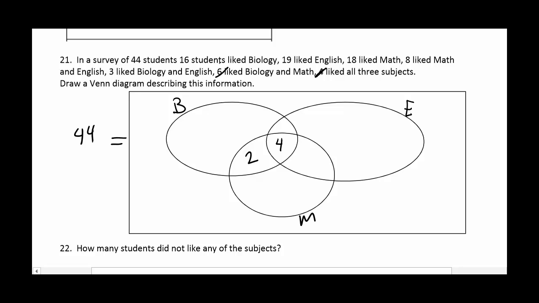Well, Mr. Slay is going to claim typo on that. Let me show you what the problem is. So 3 like biology and English. So that part right there, that piece, there's got to be more students. It's got to be bigger than 4 is what I'm saying. So I'm going to claim a little typo.